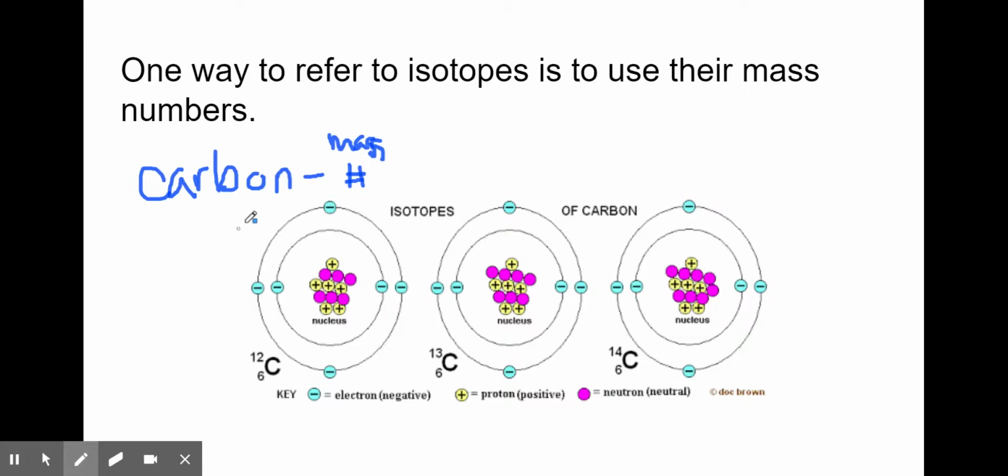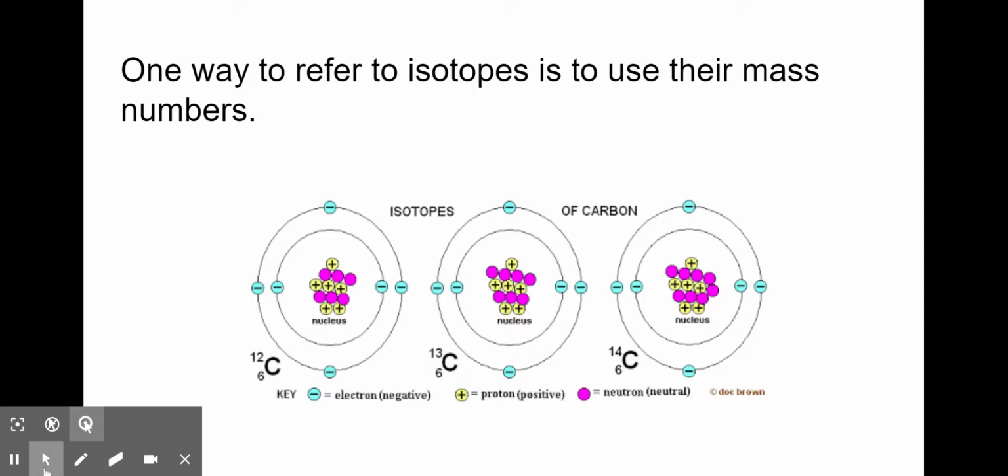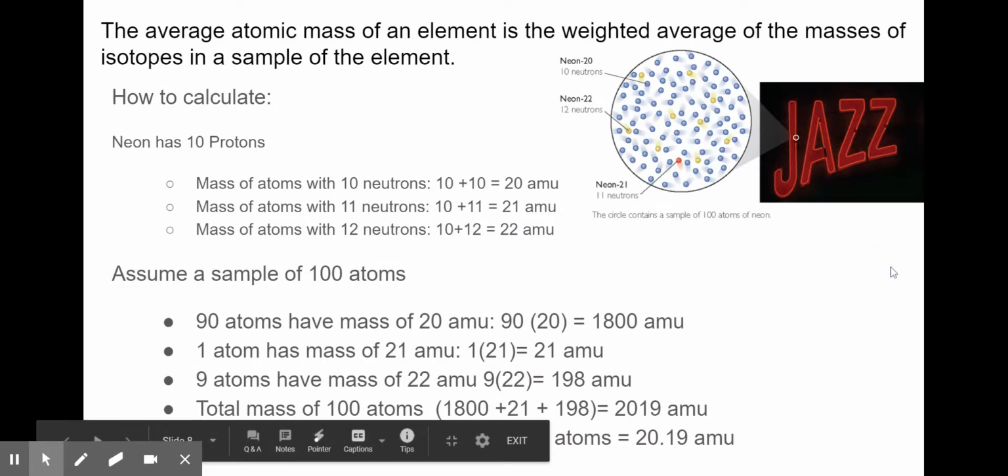So carbon hyphen the mass number. This first one would be carbon hyphen 12, carbon hyphen 13, carbon hyphen 14, okay? You've probably heard of radioactive dating being done with different isotopes of carbon, okay?